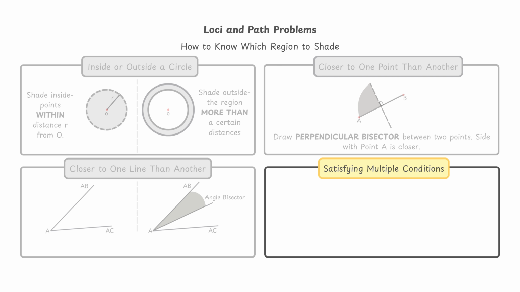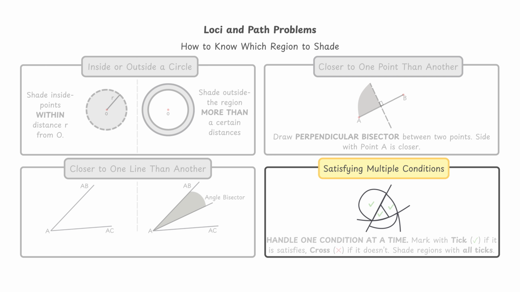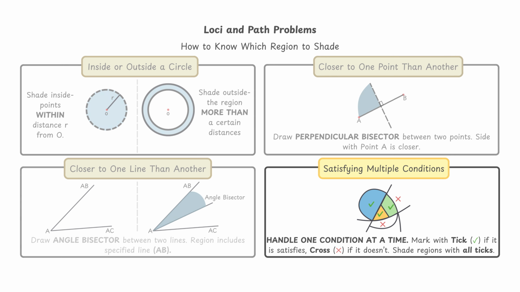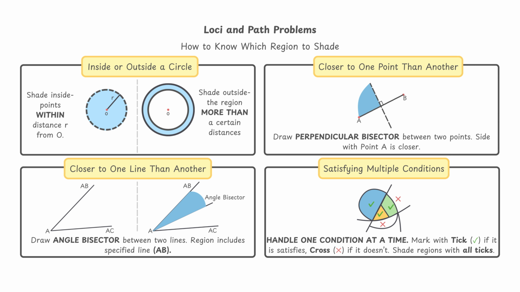Now here's where things get interesting. Multiple conditions. You must handle one condition at a time. For each condition, mark the correct region with a tick. Mark the incorrect region with a cross. Keep doing this step by step. At the end, only shade the region that has all ticks and no crosses. It is like solving a puzzle. Only the region that satisfies everything survives.